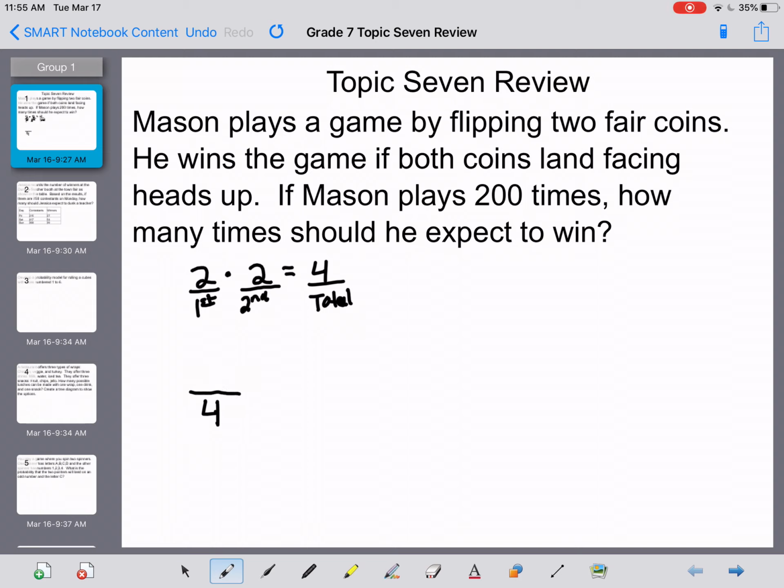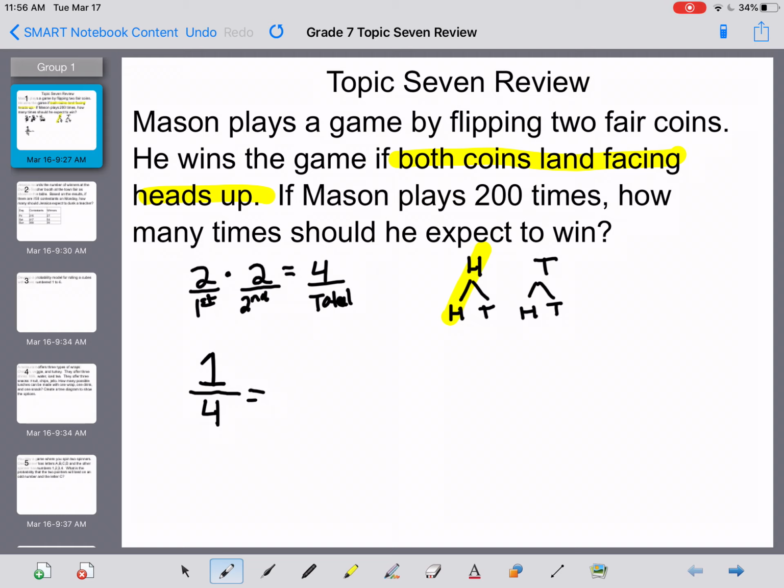Now to determine how many times both coins land heads up, I'm going to create a tree diagram. For my first coin, I can have heads or tails. For my second one, it could be heads or tails. For my second one, if it's tails, it could be heads or tails. For both coins to land heads up, there's only one option, heads and heads. So it's 1 out of 4. That's the probability that both coins land facing heads up.